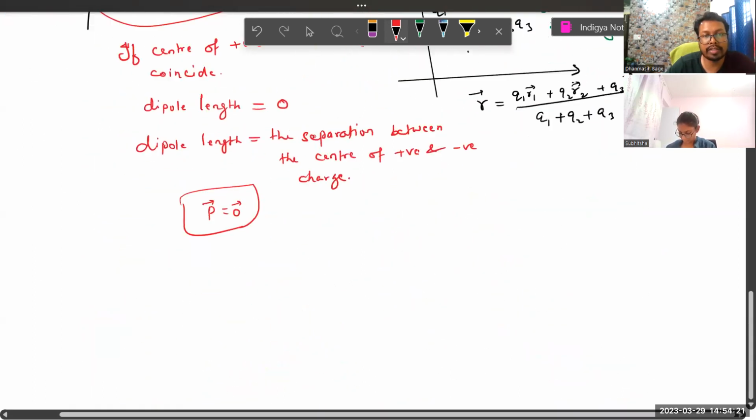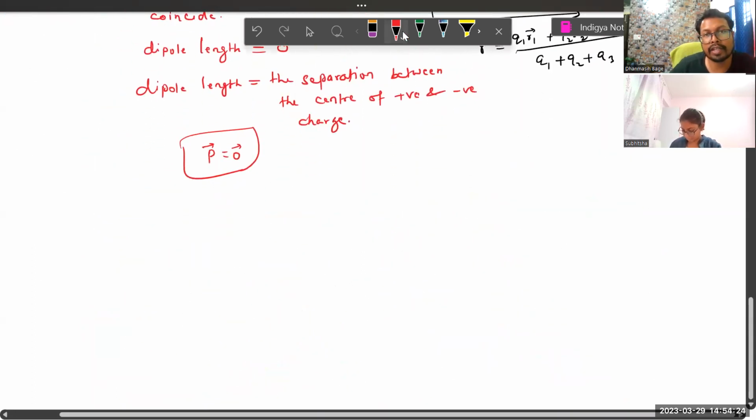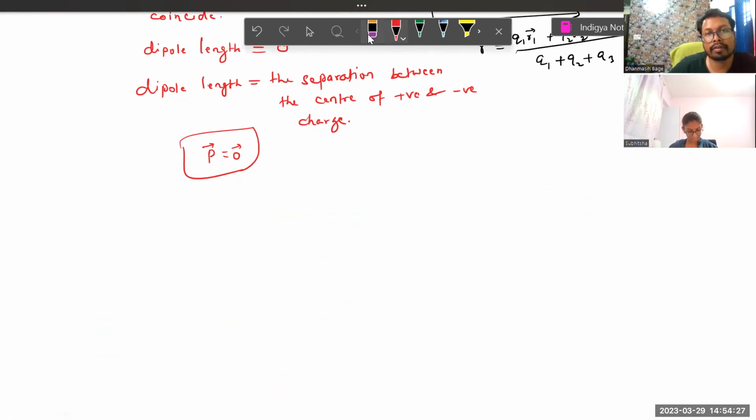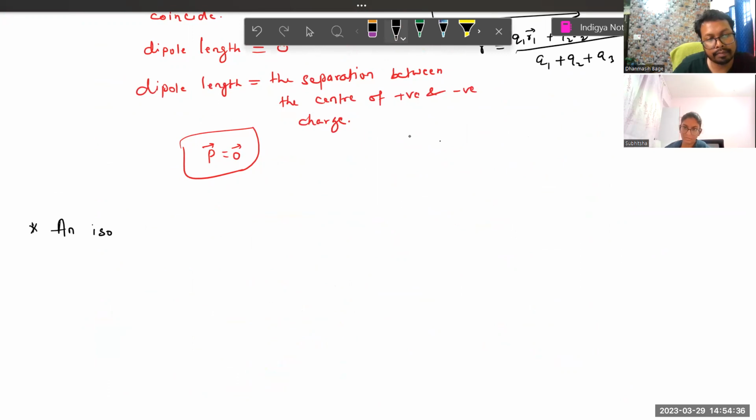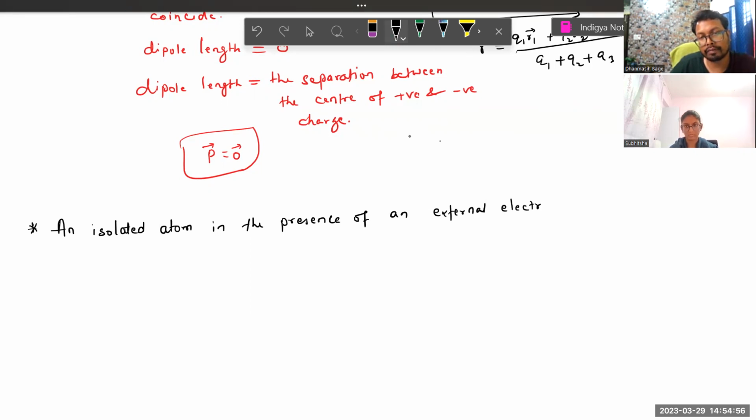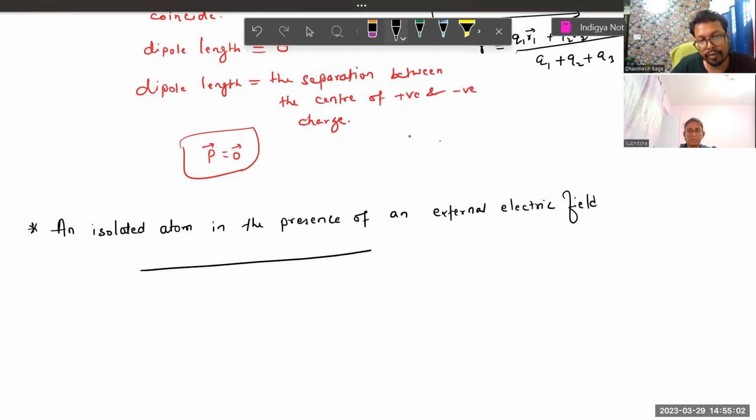But just see what changes occur for an isolated atom in the presence of an external electric field. Now let us say that a uniform electric field is there.